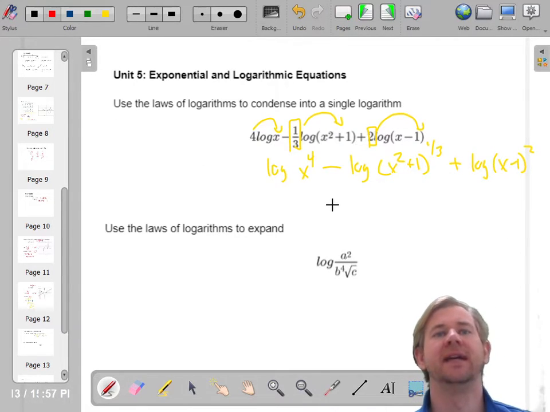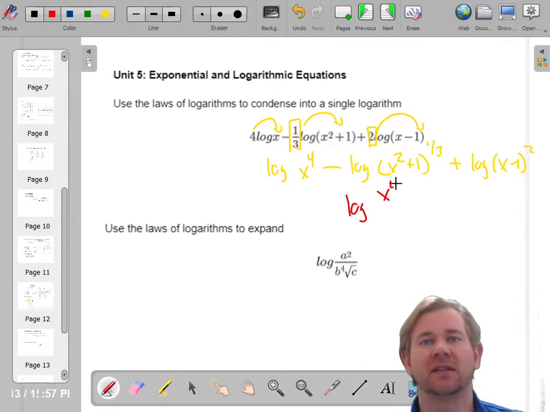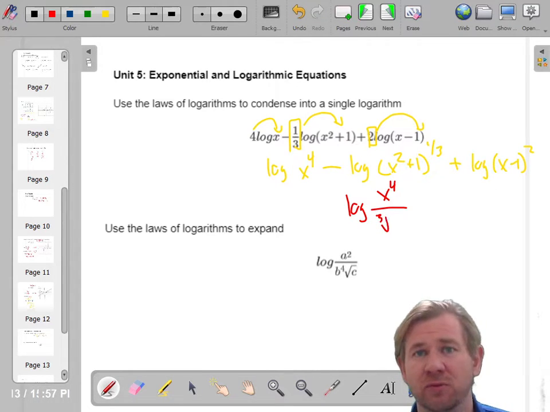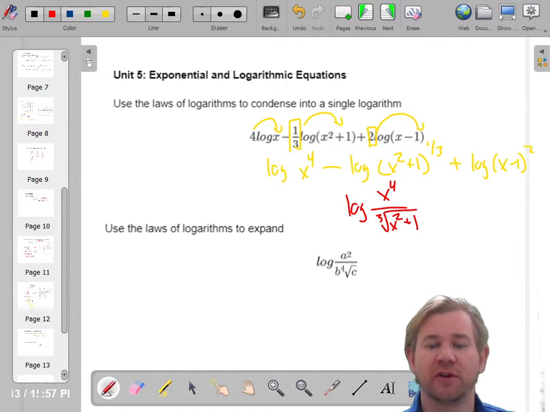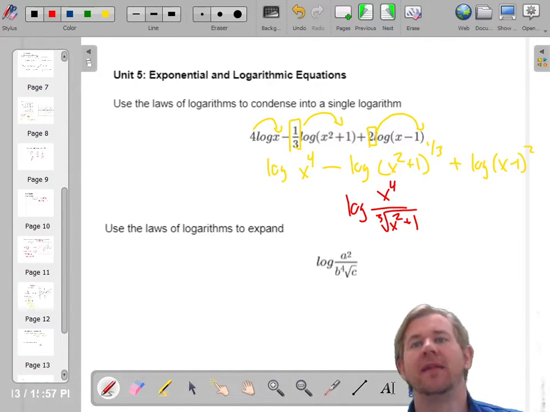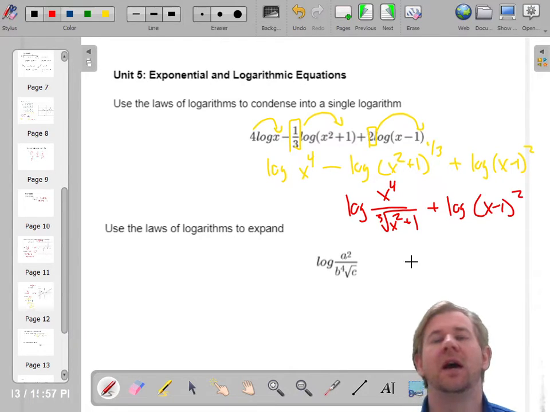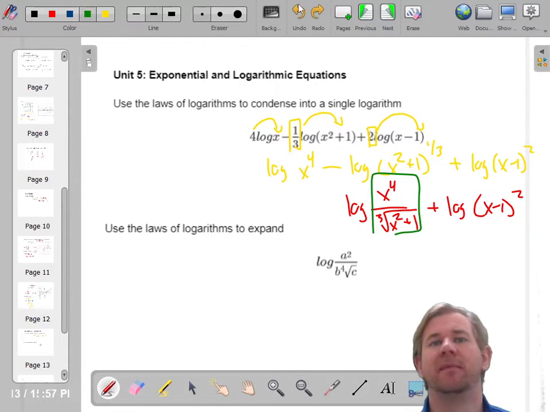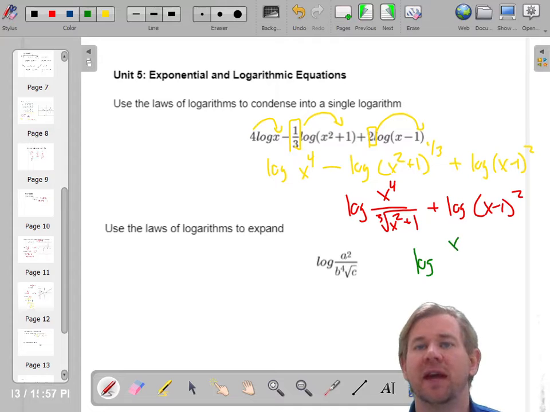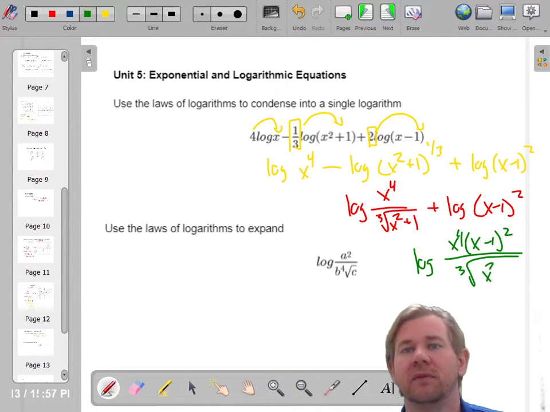Then I will condense. So these, subtraction condenses into division, x to the 4th divided by, I'm going to write this as the cube root of x squared plus 1. 1 to the 1/3 power is the same as cube root. And then I have this thing. I'm going to condense that into multiplication. So this times that. This is just in the top. That's all you really need to think about. This would be x to the 4th, x minus 1 squared over this cube root.